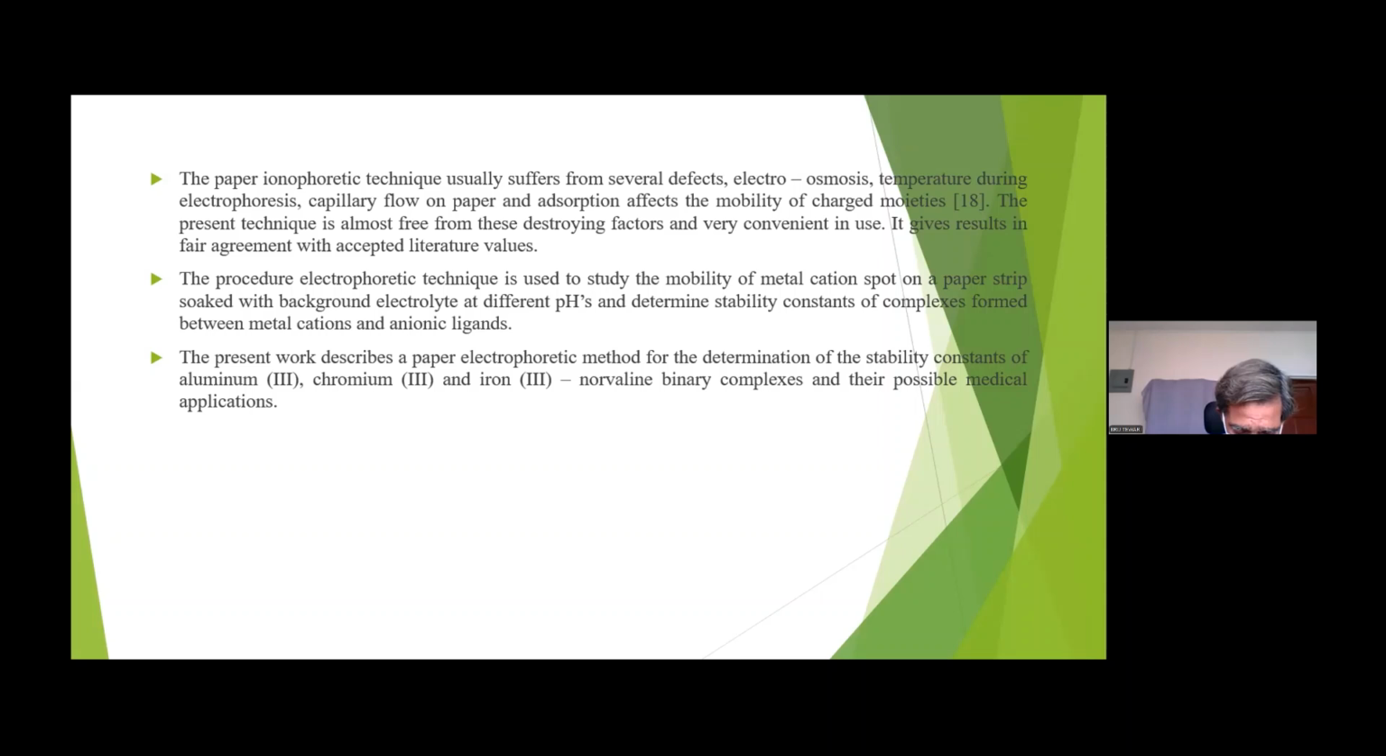The procedure: the electrophoretic technique is used to study the mobility of metal cation spots on paper strips soaked with background electrolyte at different pHs, and to determine the stability constant of complexes formed between metal cations and anionic ligands. The present work describes a paper electrophoretic method for determination of the stability constants of aluminum III, chromium III, and iron III norvaline binding complexes, and their possible medical applications.